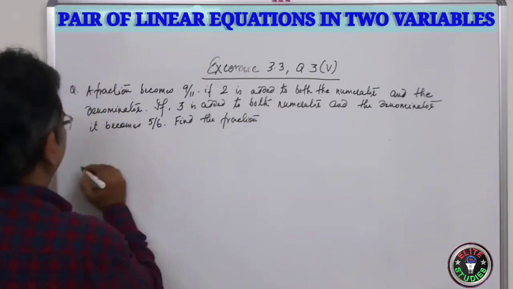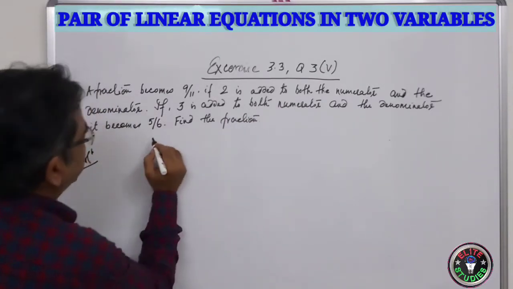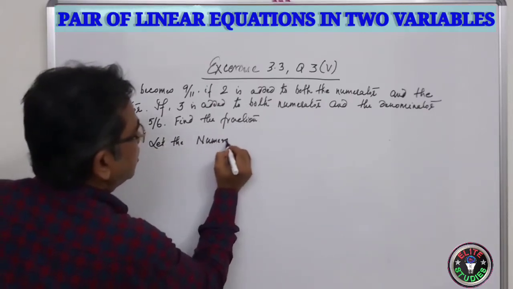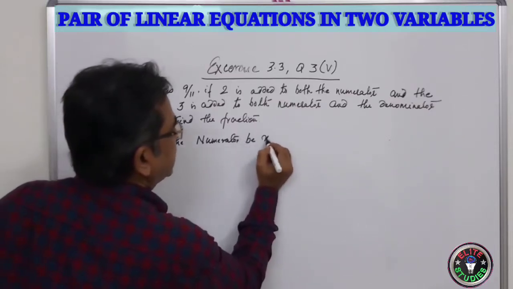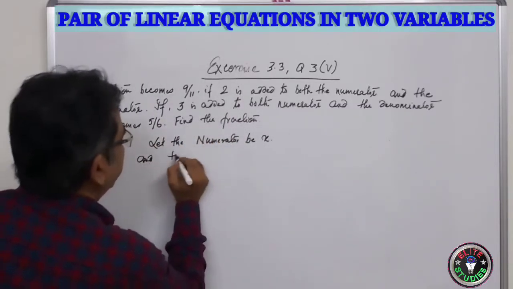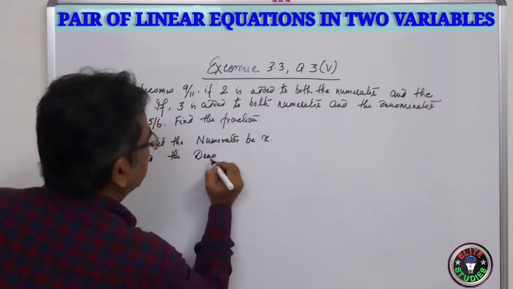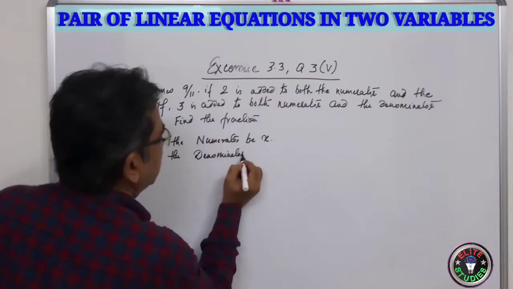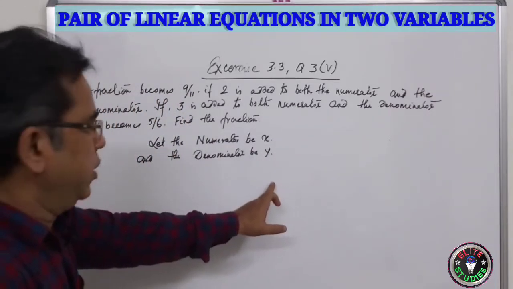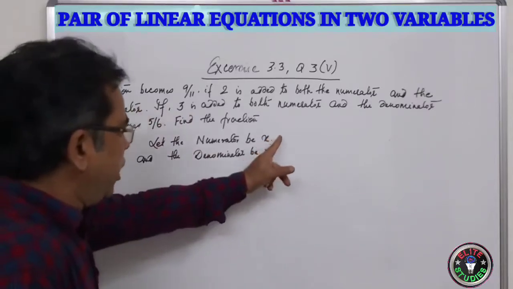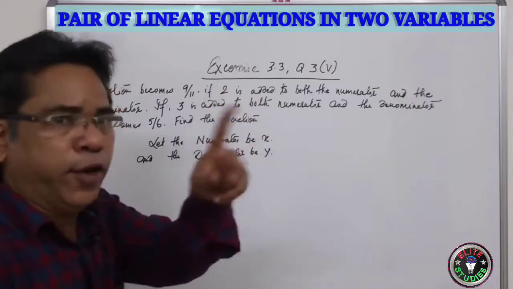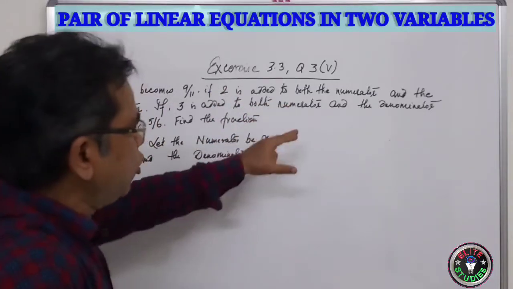So, let the solution: let the numerator be x and the denominator be y. So there are two unknowns. As I have told you in the earlier classes, if there are two unknowns, we have to frame two equations. After framing two equations, we have to solve them, and we will solve them by the method of substitution.